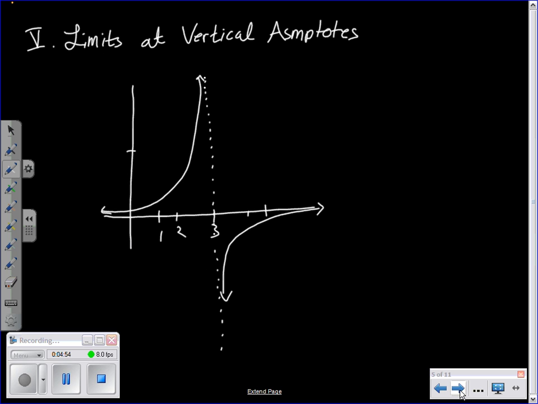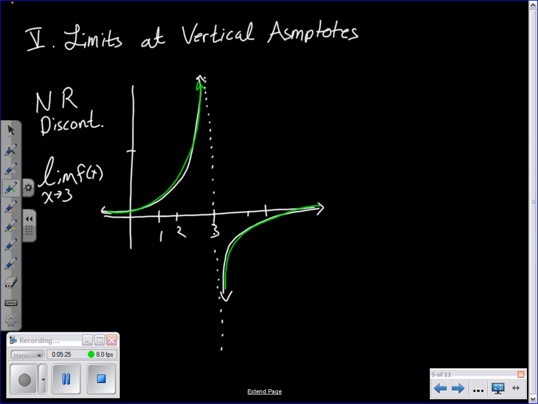The last little bit here is whenever you have a vertical asymptote. Same as with the jump discontinuity, a vertical asymptote is a non-removable discontinuity. Whenever we have a non-removable discontinuity, our limit is not going to exist at that point. You can clearly see that if we tried to find the limit as x goes to 3 for f of x, my y values from the left-hand side are going up toward positive infinity, and from the right-hand side, they're going to negative infinity. Since they're approaching two distinctly different values, I'm also going to say here my limit does not exist.